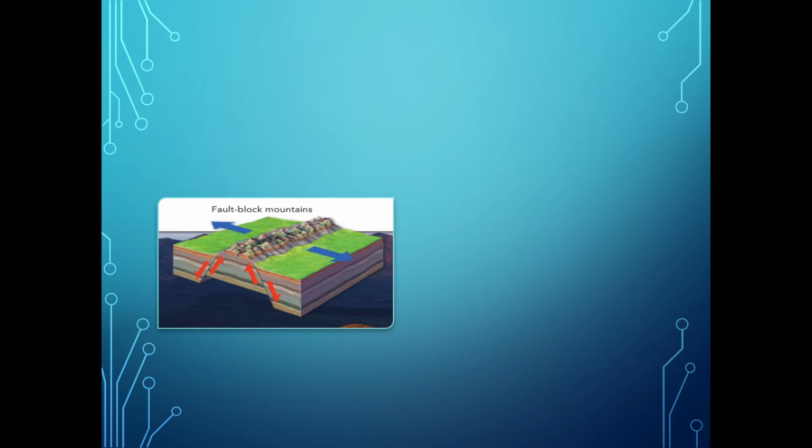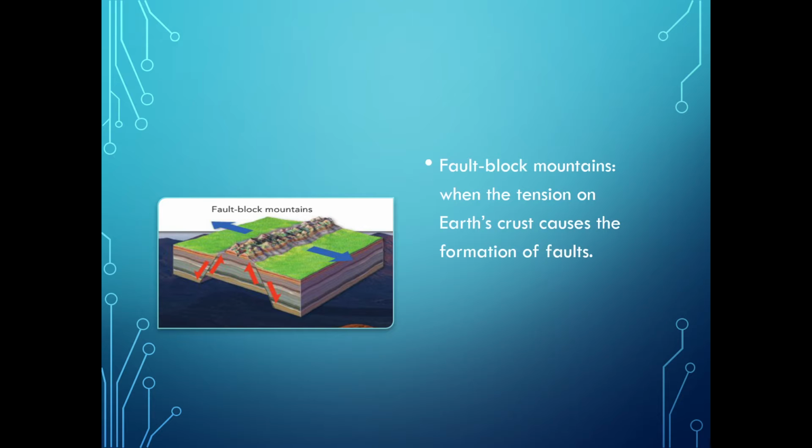Alright, and now here we have another interesting picture that we need to analyze, which is fault block mountains. Let's analyze it. What is it? Fault block mountains happen when the tension of Earth's crust causes the formation of faults. This happens when two plate tectonics diverge from each other. So let's suppose that we already have a mountain, just like the one that is right there. You need to remember that when plate tectonics diverge, that means that they are going to separate from each other.